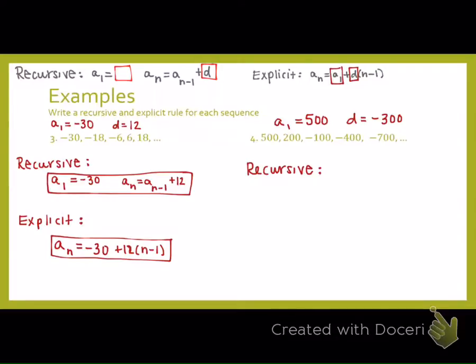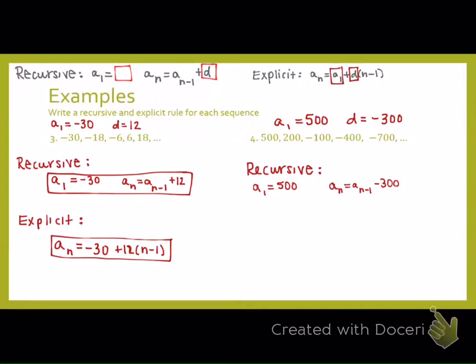So in the recursive formula, we have to tell whoever you're talking about what the first term is. So Alex, a sub 1 equals? Perfect. And then we keep everything else the same except the common difference. So I keep a sub n minus 1, and then I have to do something with my common difference. What is my common difference? Jenny? It's negative. So you have to do minus 300 instead of adding 300. Good.